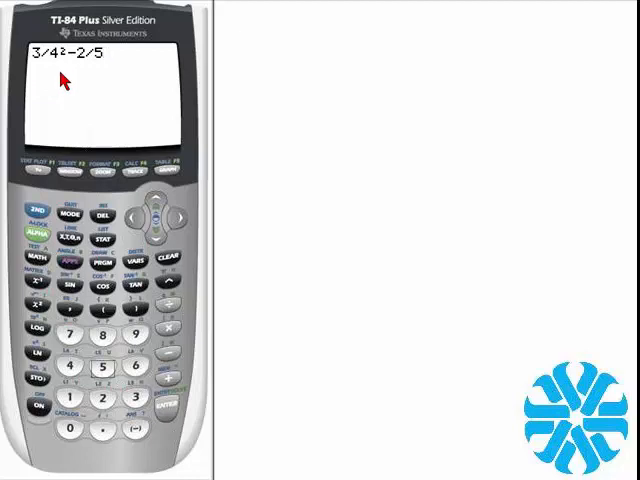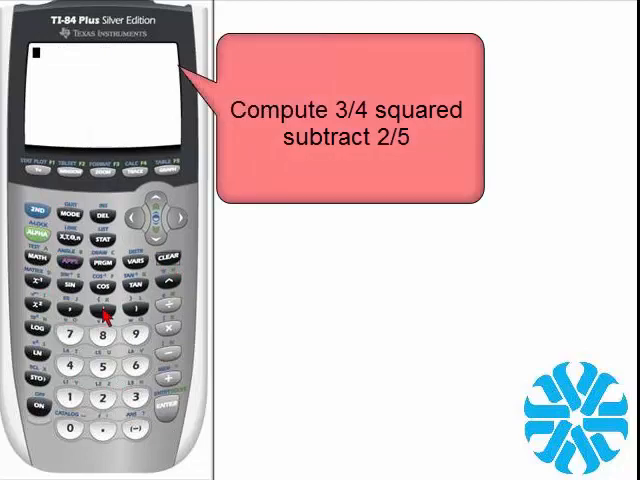We can use the editing keys to fix this, but let's just go ahead and clear the screen and enter in a new computation. And we're going to need to use our grouping symbols. So 3 divided by 4. Now close the parenthesis and square it. Now the 3 and the 4 are going to be squared. And then we're going to subtract 2/5.